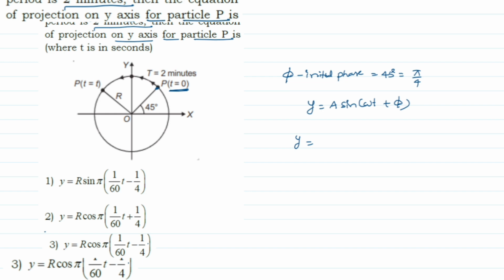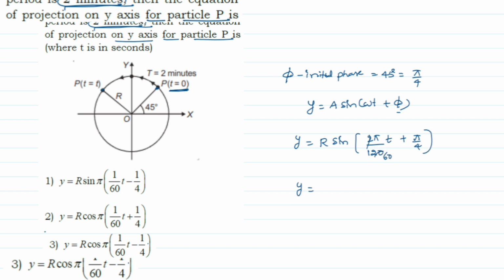Here the amplitude is the radius in uniform circular motion. So r into sin of omega t, where omega is 2 pi by the time period. The time period is given as 2 minutes, so you have to convert it: the total time is 120 seconds. So 2 pi by T into t, plus the phase we calculated as pi by 4. So this is 60 times here.